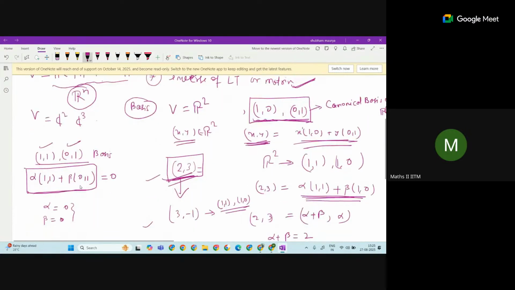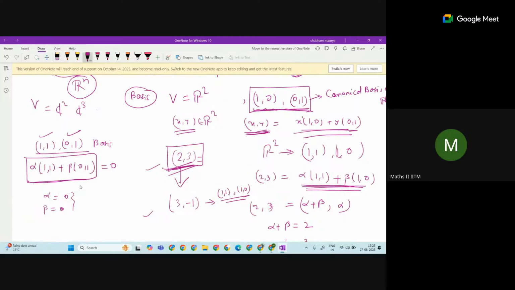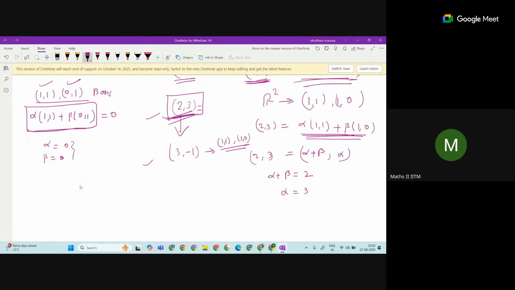So this is the basis, and there is one more word, span. I didn't mention that the word span is there. Span comes once we have these vectors. Once we have these vectors, I said the linear combination. I took the linear combination. This is a linear combination of these two vectors.